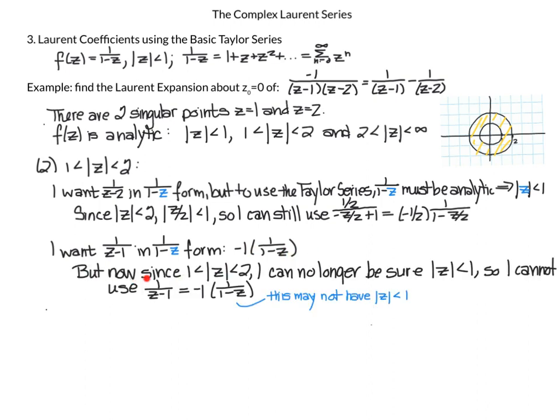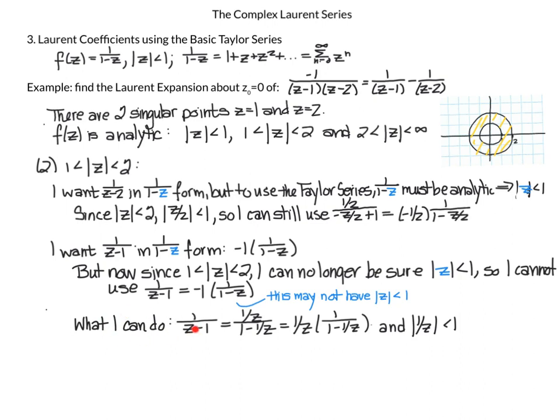But now this won't work because now I'm in the region where the absolute value of z is between 1 and 2. So in other words, if z is between 1 and 2, I can't plug it in to my basic Taylor series, because the convergence for my basic Taylor series requires the absolute value of z be less than 1. So I can no longer guarantee that the absolute value of z is less than 1. So I cannot use this basic Taylor series to convert this here.